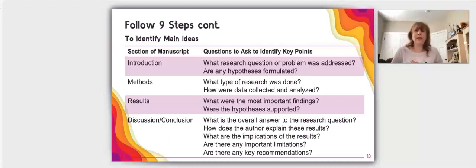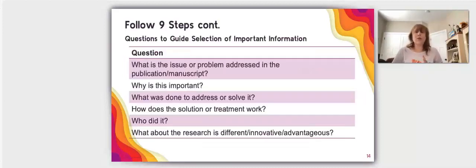And then with the discussion and conclusion, you look for the overall answer to the research question. What is it? And does the author explain those results in the conclusion? And then what are the implications of the research? Recommendations that can be made in research or in practice, as well as any important limitations to the study. These are some questions I use to guide me when I'm selecting important information from each section.